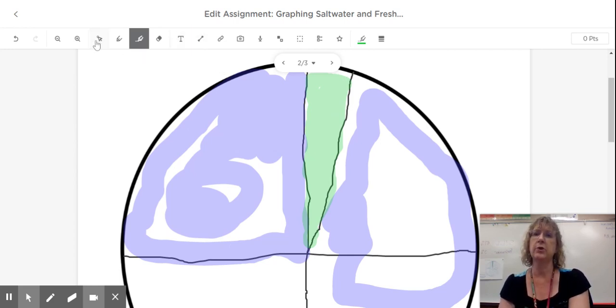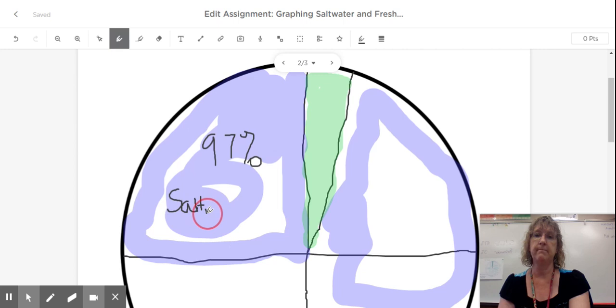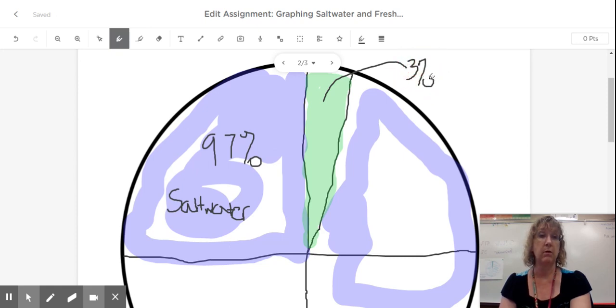So then you're going to take the pen tool and you're going to tell me that this is 97% saltwater, okay? And saltwater is all one word, okay? You could also insert a text box into it, saltwater, okay? You're also going to draw an arrow out like this and tell me that this is 3% freshwater, okay? That's the first way you can do the one that we have done today.